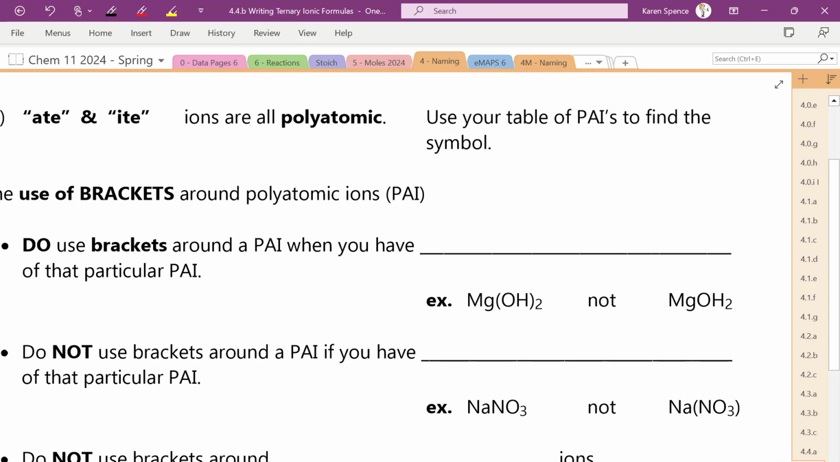Use of brackets. Do you guys know when to use brackets and when not to use brackets? Maybe you do, maybe you don't. How many people feel like they do at this point? Okay, like about a third of you. All right. Don't worry, I'm going to teach you.